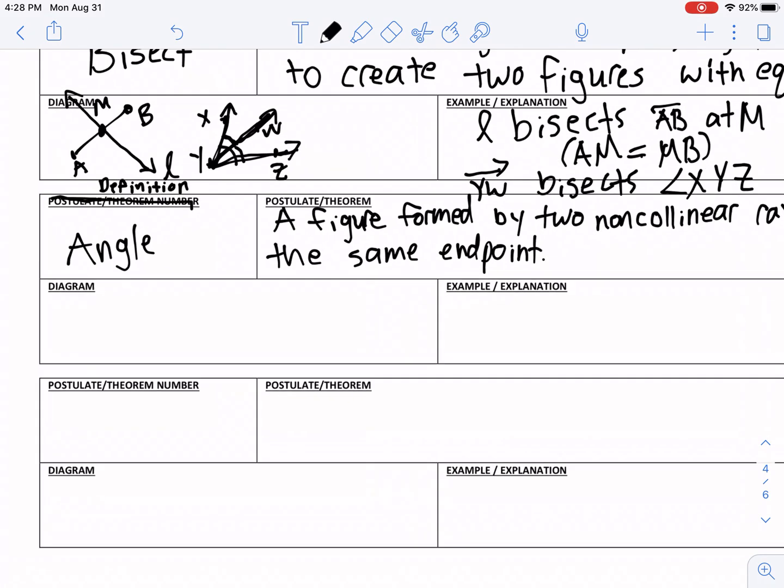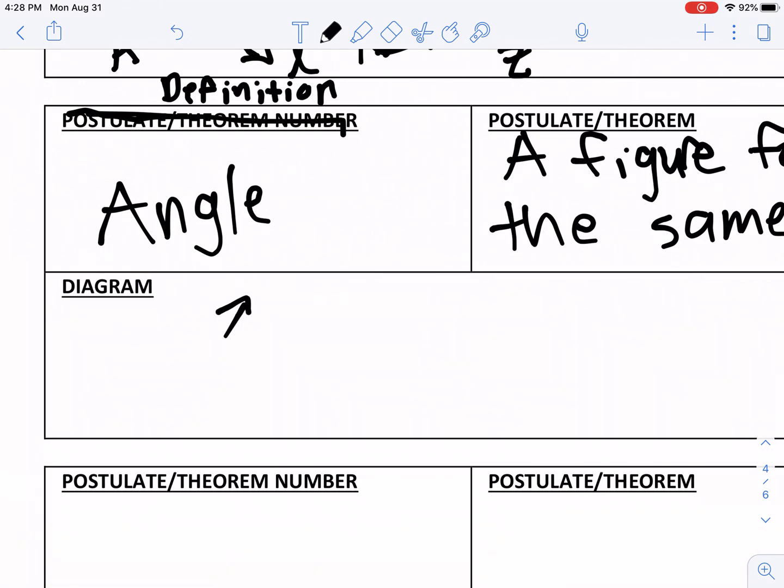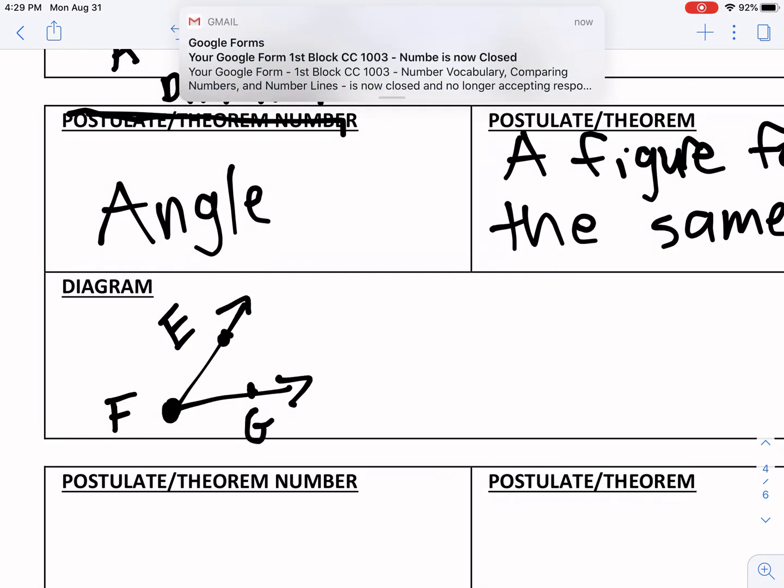Well, what would that look like? Well, it could look like this guy, okay? So notice I have two rays here that share this common endpoint. Now we could call this common endpoint F, and we could say that there are two other points on the rays, E and maybe G. Okay, and so this would represent a figure of an angle.